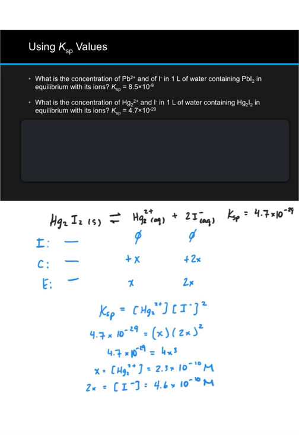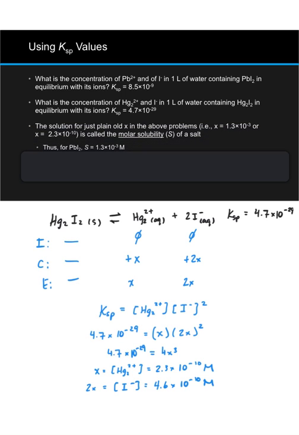These ice table solutions are important. According to the terminology associated with solubilities, the solution for just regular old X from these ice tables we've just constructed, either for PbI2 where X was 1.3 times 10 to the minus 3, or from Hg2I2 where X was 2.3 times 10 to the minus 10, these solutions for X are called the molar solubility for a salt. So this is the molar solubility of Hg2I2.